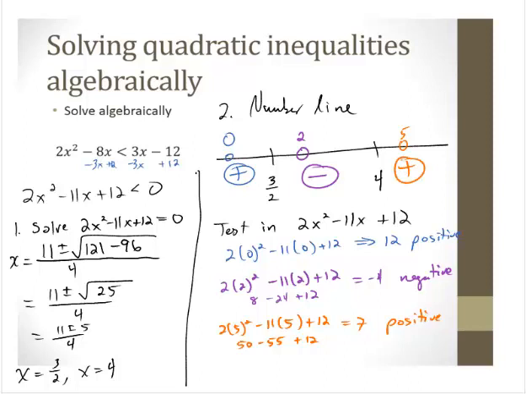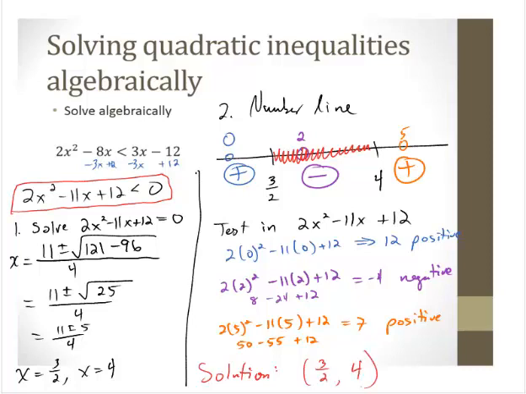All right, now again, we were solving 2x squared minus 11x plus 12 is less than 0, which means we want the intervals that came back with negatives. And so we would only shade maybe this part of the number line, which is between 3 halves and 4. So therefore the solution is from 3 halves to 4.